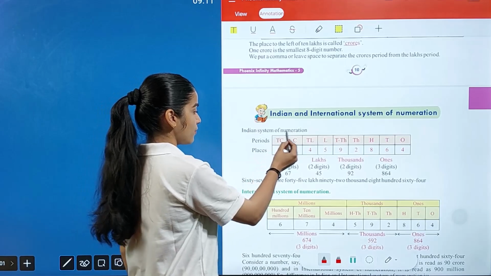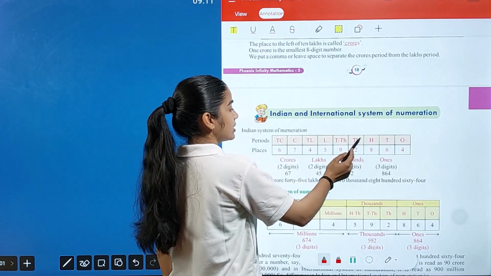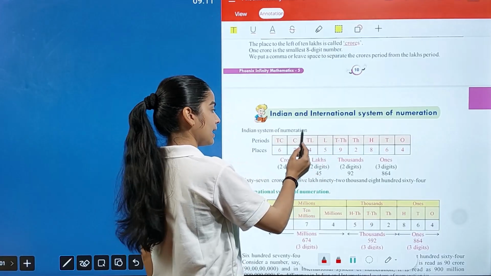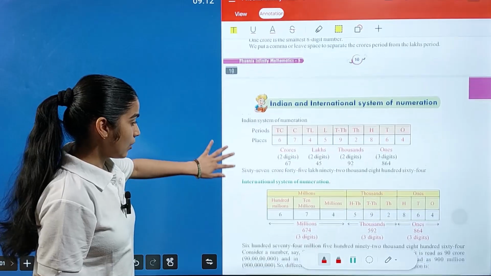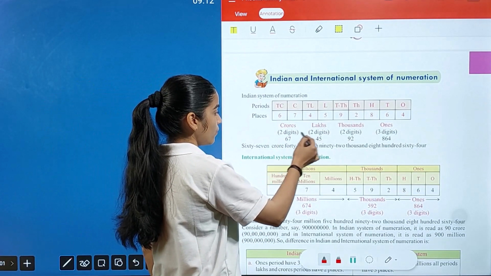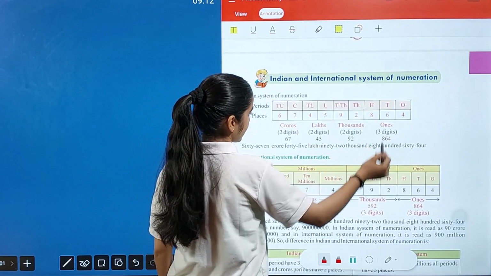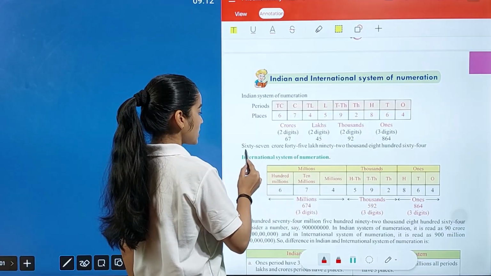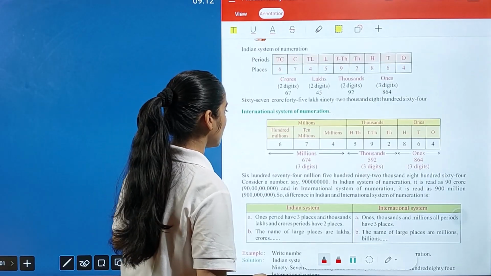Indian system of numeration, we already learnt about this. So we have ones, tens, hundred, thousand, 10,000, lakh, 10 lakh, crore, and after crore we have 10 crore. Now, this is 67 crore, 45 lakh, 92,864. Now we have to read it in the international system of numeration.